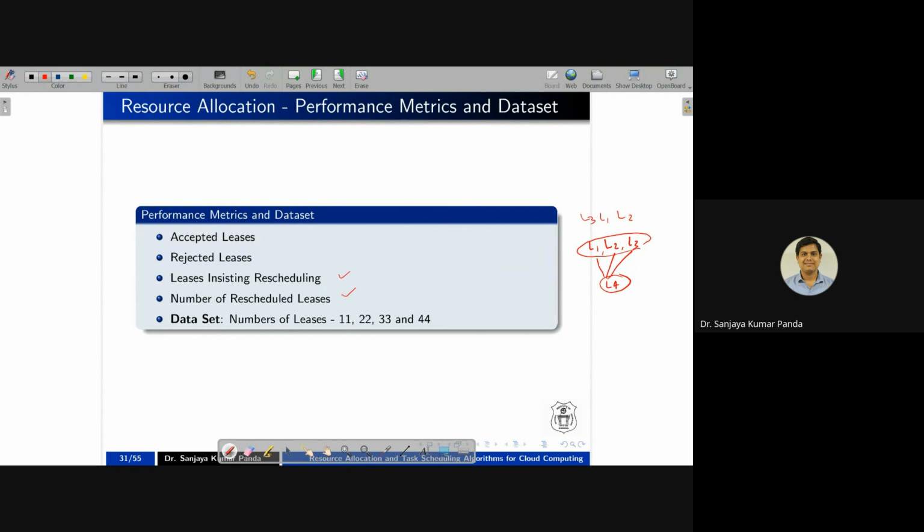And there are well-defined data sets for this comparison. The data sets have 11 leases, 22 leases, 33 and 44 leases, which are available in the public domain. So you can try and compare whether your approach is better than the IGA, DPS and AFTRA algorithms. If it is, then that is obviously a better way.